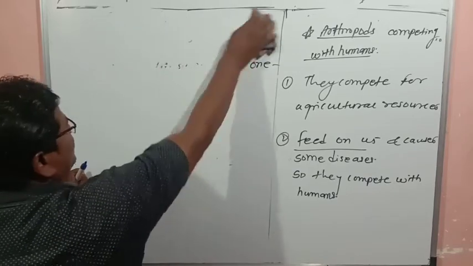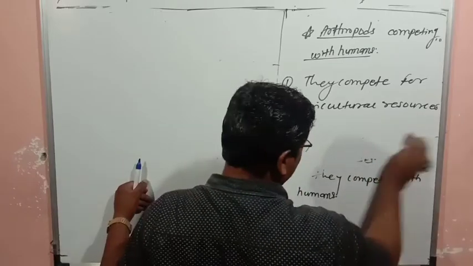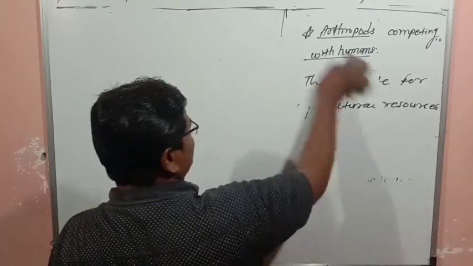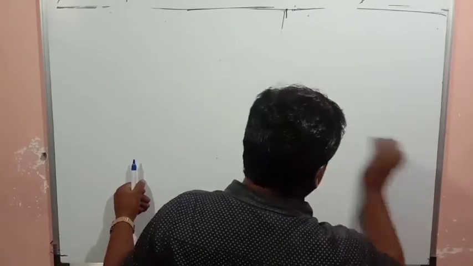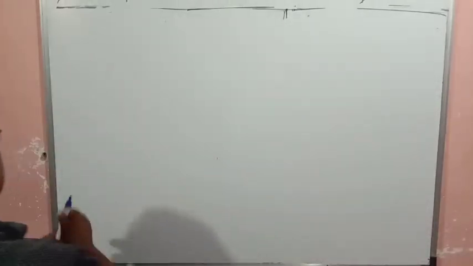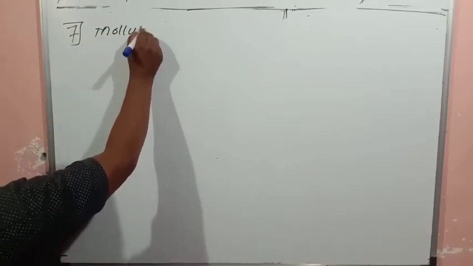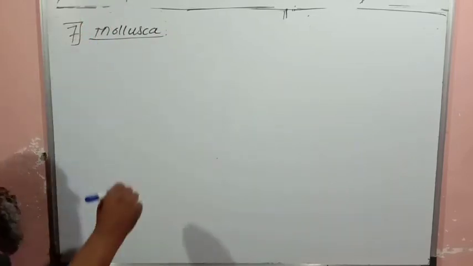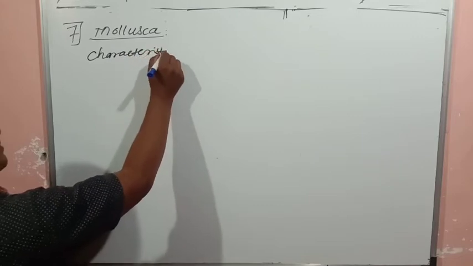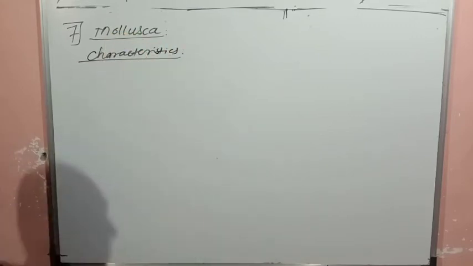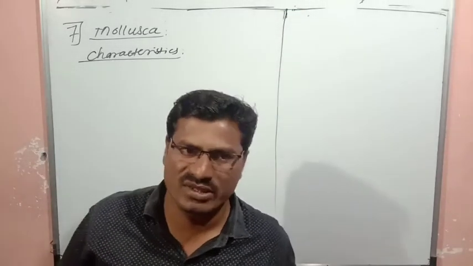So why it is called Mollusca, which organisms are there in the Mollusca, and what are their characteristics, these points we are going to study. So the seventh phylum is the Mollusca. In that we'll see the characteristics one by one.